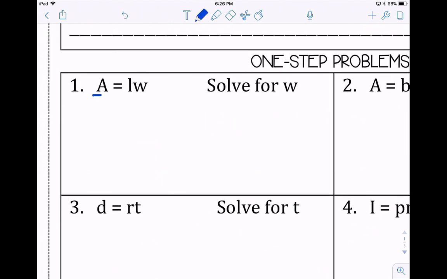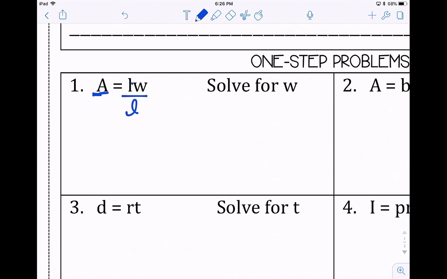What you should notice is that W is being multiplied by the length. To undo that, we want to do the opposite operation. To undo that, we would divide by length. So we would divide by the length.